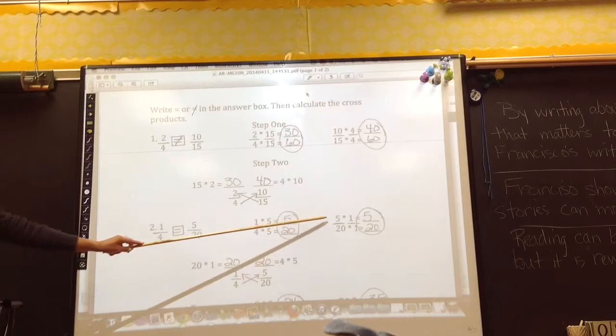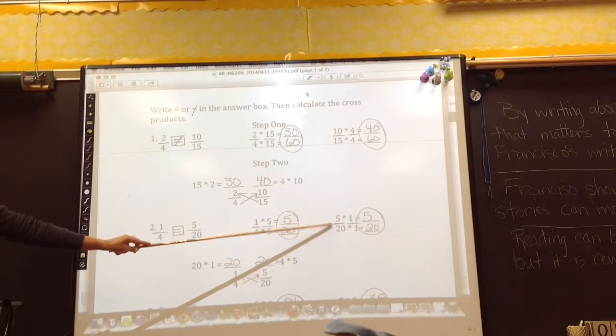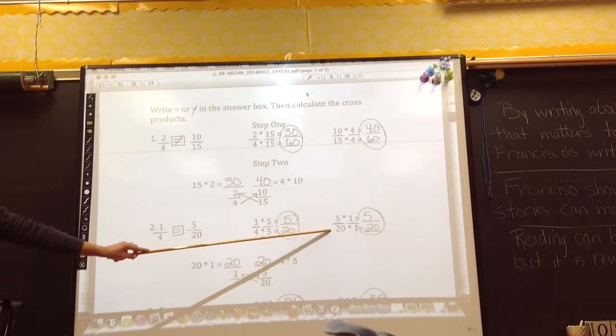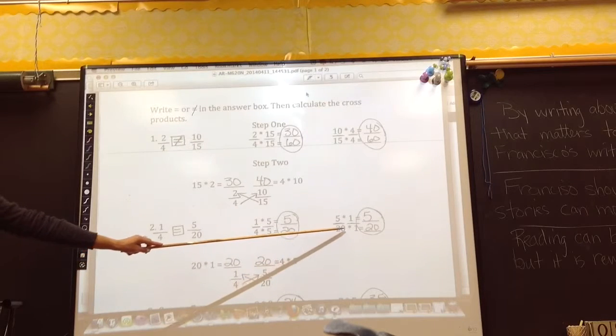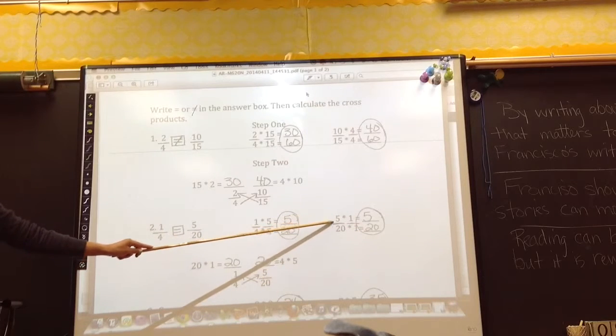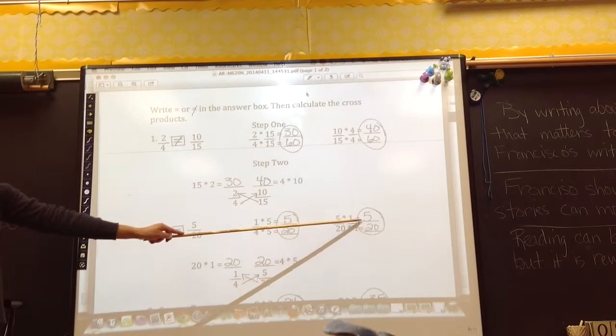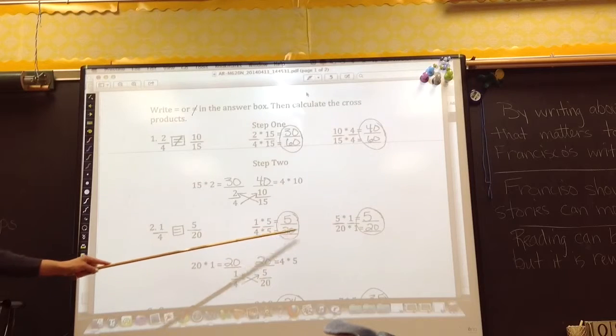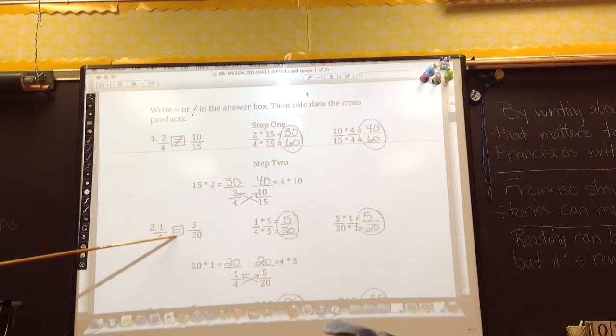And since this fraction was already 5/20, I can either leave it like that because they have the same denominator, or I could multiply by 1 to also keep 20 as the denominator and multiply the numerator by 1 as well, which would be 5/20. 5/20 and 5/20 are equal to each other. So 1/4 and 5/20 are equal.